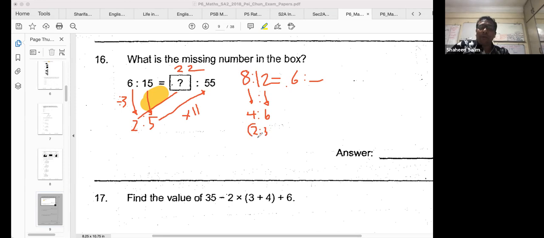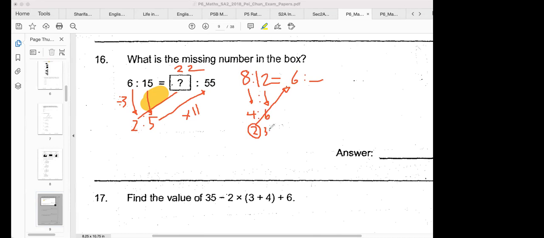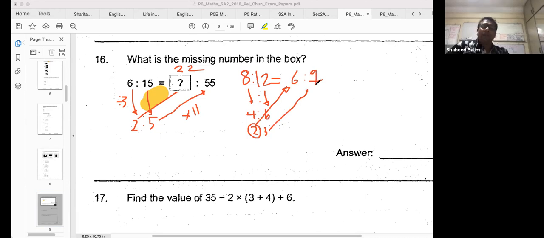Now, from these 2, how to become 6? Times by what? 2 times 3 equals 6. Good. Down here also times 3. So what is your answer? 3 times 3 equals 9. Well done. That's your answer. So 6 over 9. Okay, we have to try again because I need you all to be able to get this one.